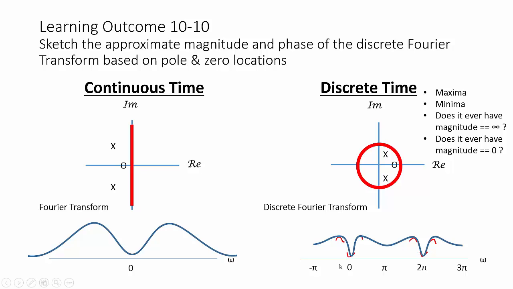Notice that the high frequency here is pi. 2 pi is our sampling frequency, 2 pi over T, 2 pi over 1. So the Nyquist frequency is pi. This is a high frequency. 0 is a low frequency. So this would be a bandpass filter or a high-pass filter. There are no high frequencies going out to infinity for the discrete time Fourier transform.